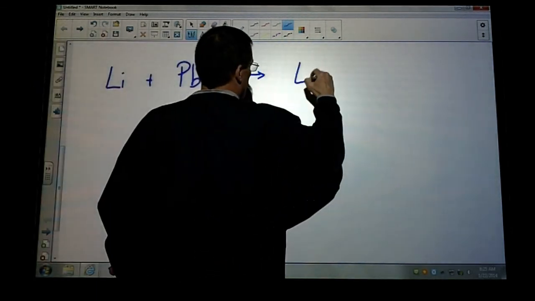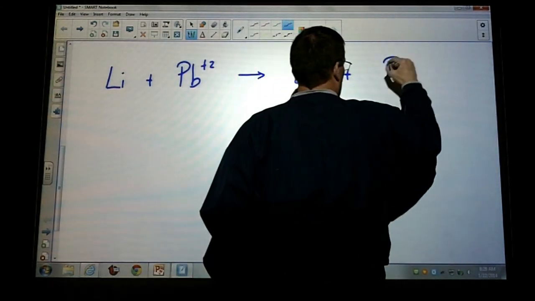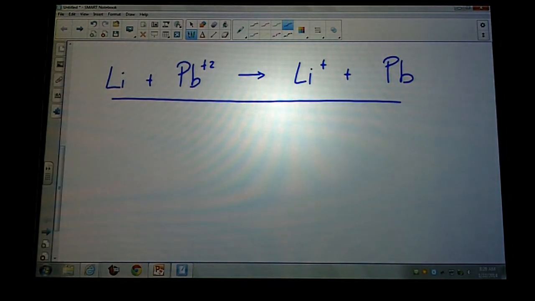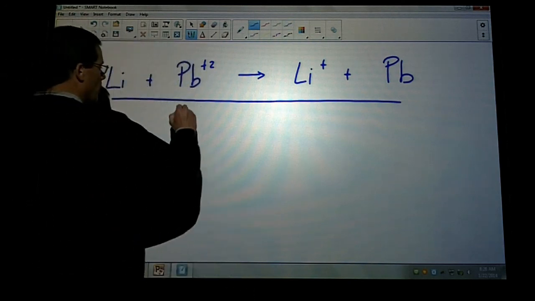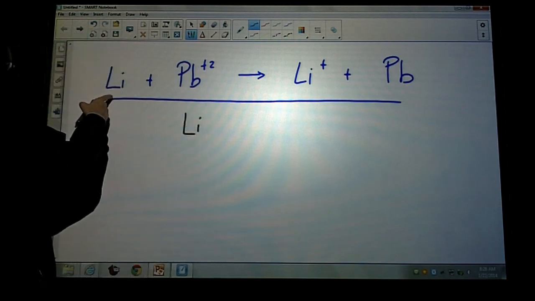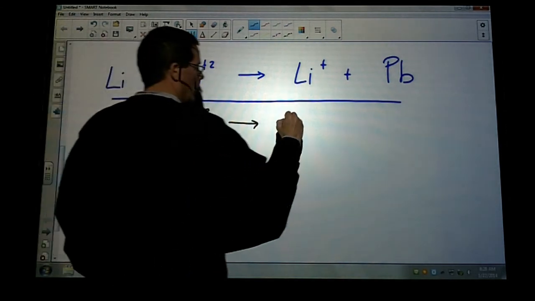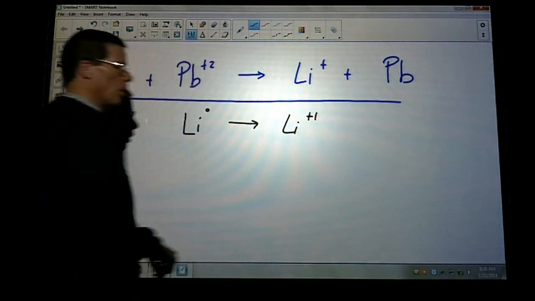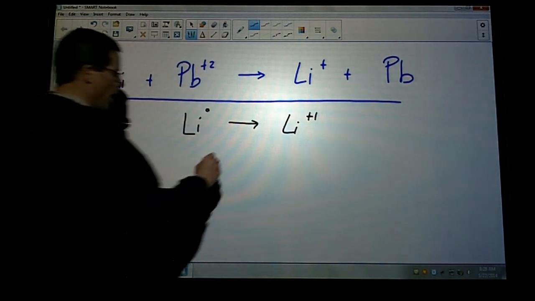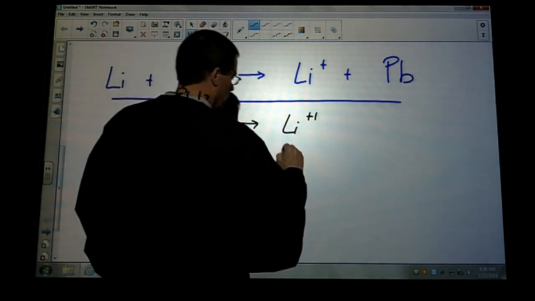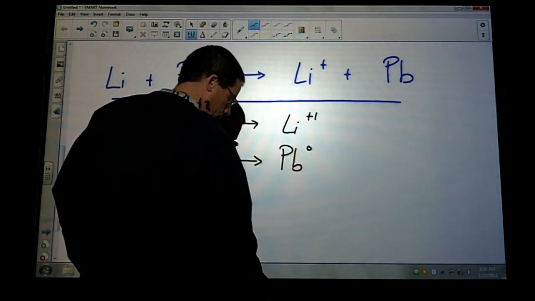And it says that we go lithium +1 and lead all by itself, right? Okay. Let's pick a half reaction. Which one do you want to start with? Lithium or lead? And it doesn't matter. Lithium? Okay. So we'll do lithium. And what's the charge on lithium over here? 0. Good. And the lithium on this side has a +1 charge. So if you want to write the 1, that's fine. And then the other half reaction looks like this, where you have lead +2 going to lead, no charge.